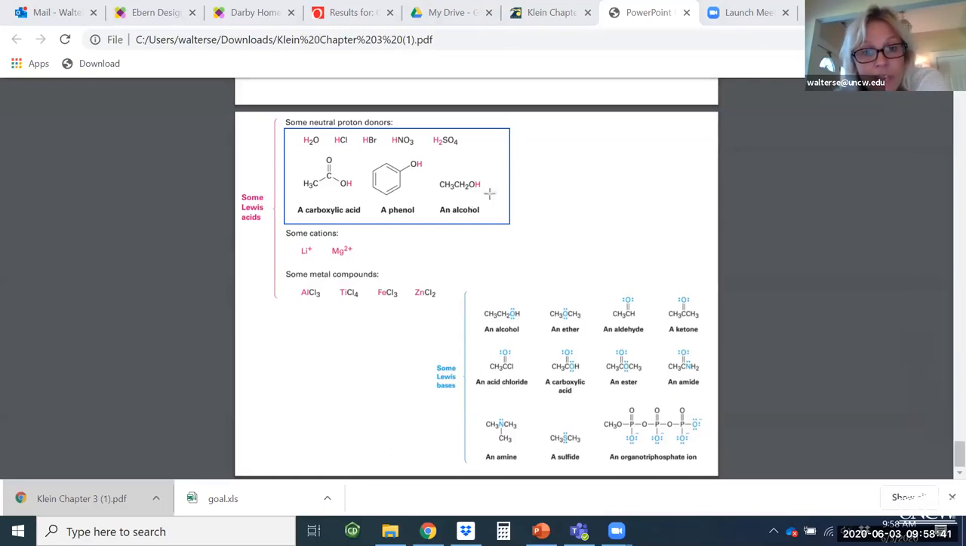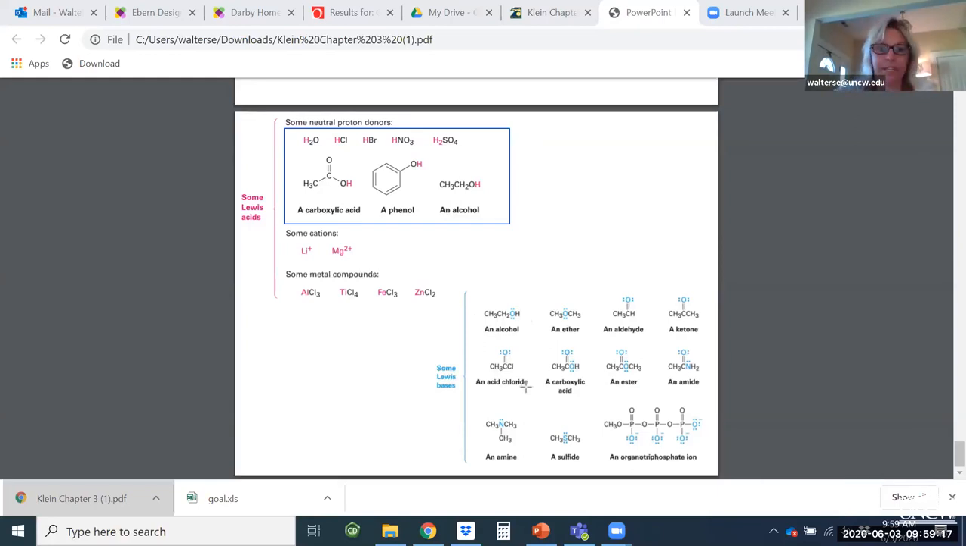So if this proton is taken from an alcohol, then the alcohol is going to act as a Lewis acid. But if the electrons on the oxygen go and grab an atom, then the alcohol is acting as a Lewis base. So you're going to see things in both categories, and it's just going to be based on how that particular species acts in a reaction. So even something like a carboxylic acid can, in some circumstances, act as a Lewis base.